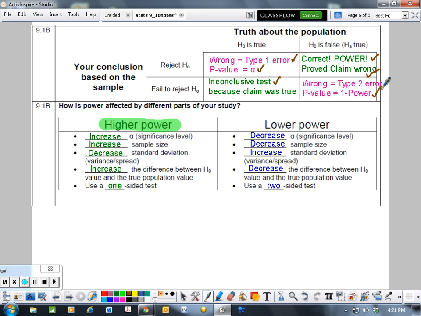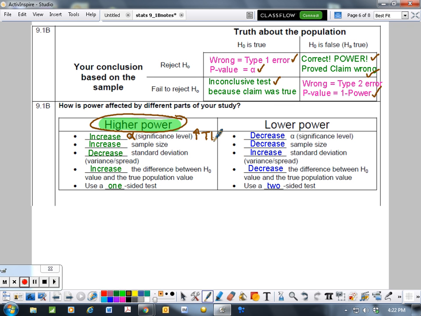And since we usually can't calculate power, again, we're looking at what affects it. This is what we want. We want higher power. How do we get higher power? We can increase our significance level. That is increasing type 1 error, because our significance level is type 1 error. So we have a higher power, which means we increase type 1 error.